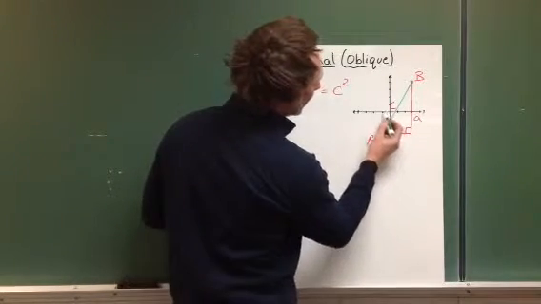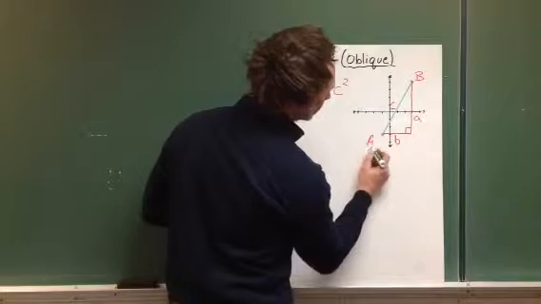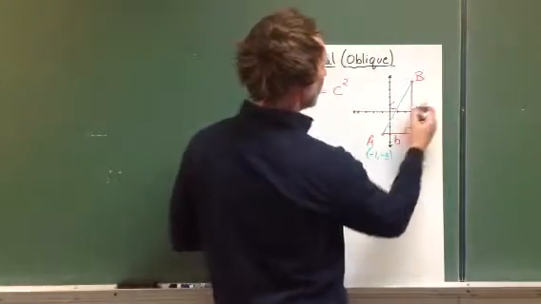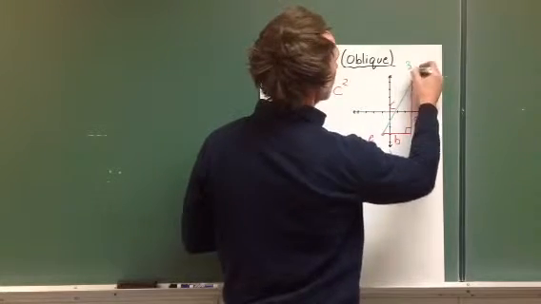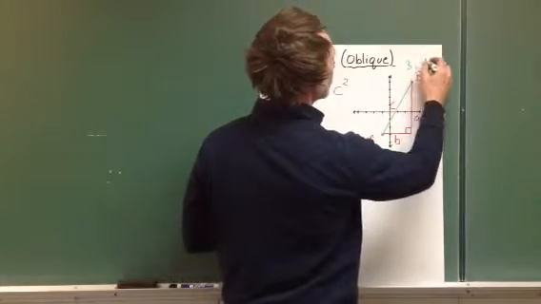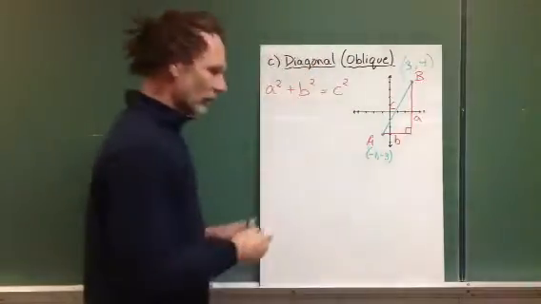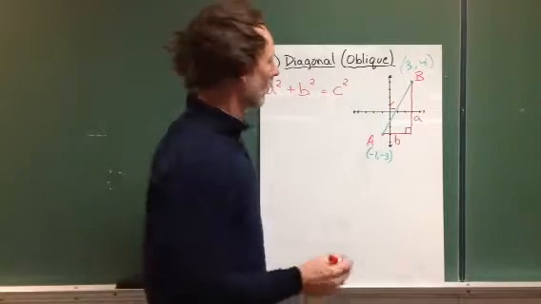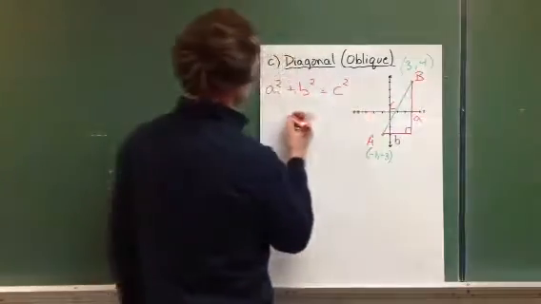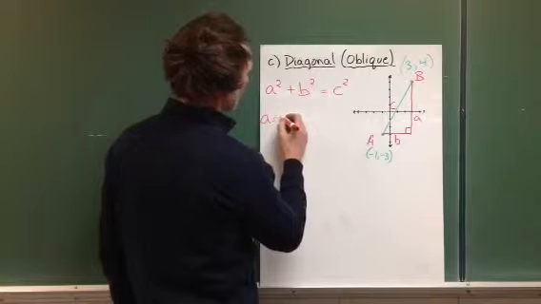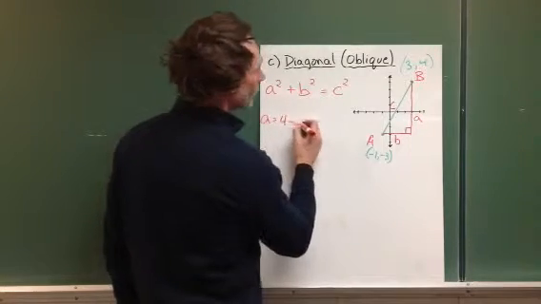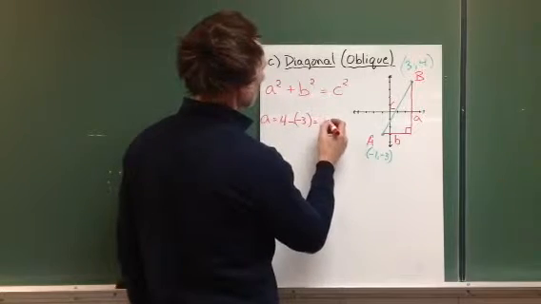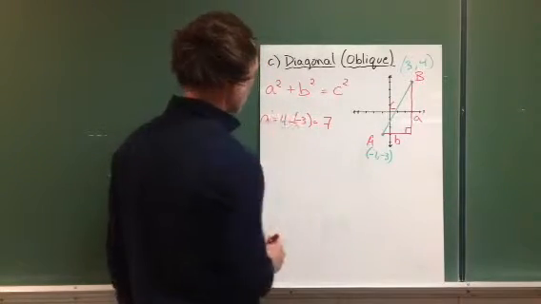The coordinates of A are -1, -3. And the coordinates of B are 3, 4. Okay, so we already learned that we can find the vertical distance by subtracting the y coordinates. So 4 take away -3 equals 7. So a is 7.